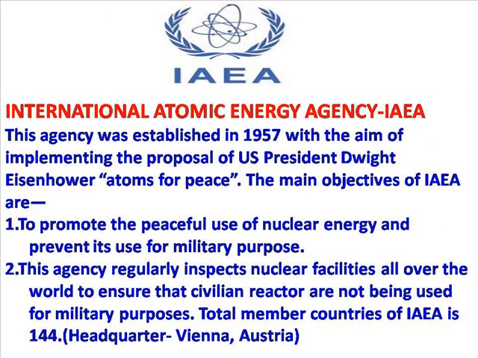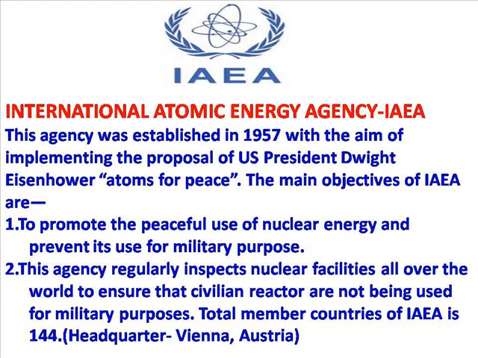Now, I am going to discuss with you the various agencies of the UN. Number 1, International Atomic Energy Agency. This agency was established in 1957 with the aim of implementing the proposal of US President Dwight D. Eisenhower, Atoms for Peace. The main objectives of IAEA are: Number 1, to promote the peaceful use of nuclear energy and prevent its use for military purposes.